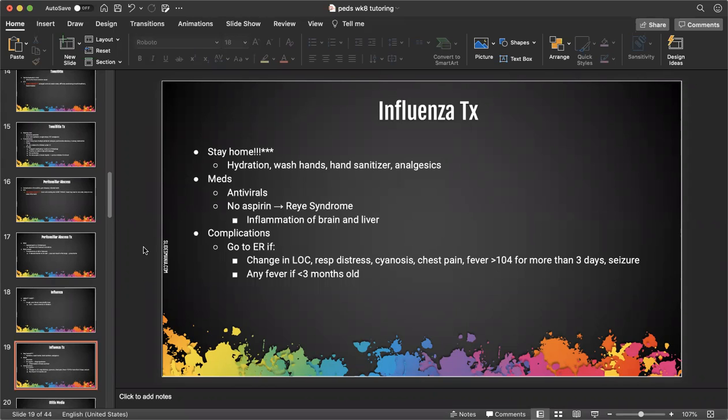And then for the complications, they need to go to the ER if they have a change in level of consciousness, if they're experiencing any respiratory distress, which we'll get into later, cyanosis, chest pain, if their fever is above 104 for more than 3 days, or if they experience a seizure. And they need to go to the ER if they have a fever of any kind if they're under 3 months old.